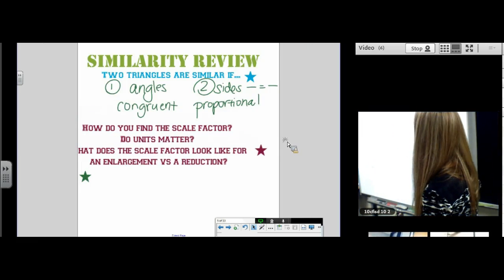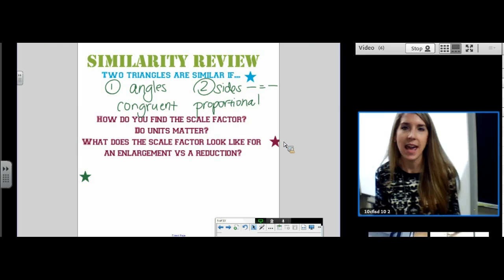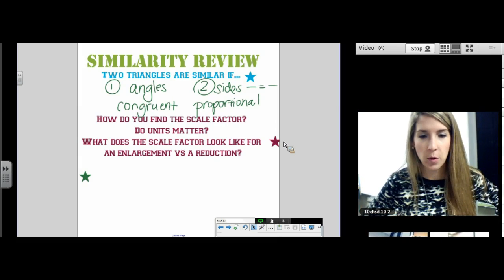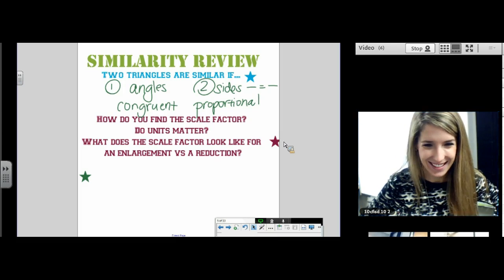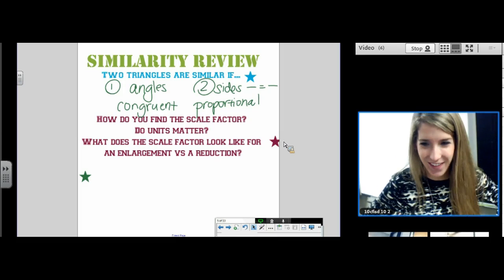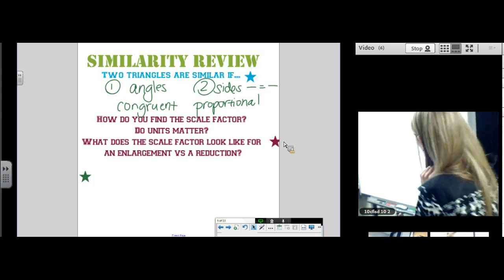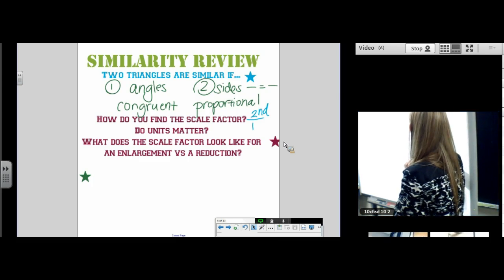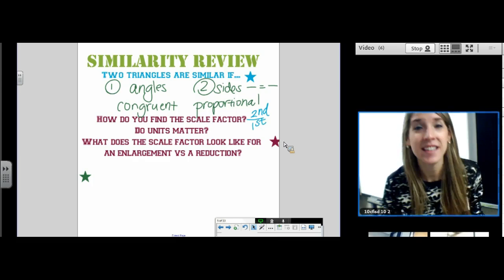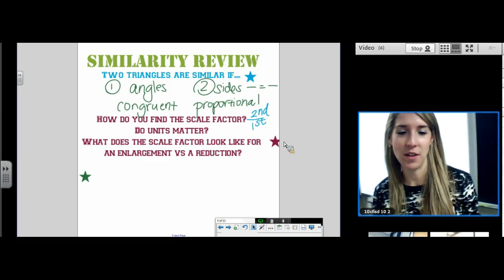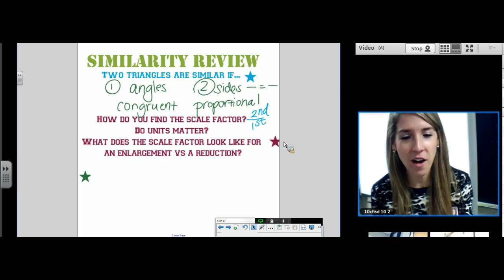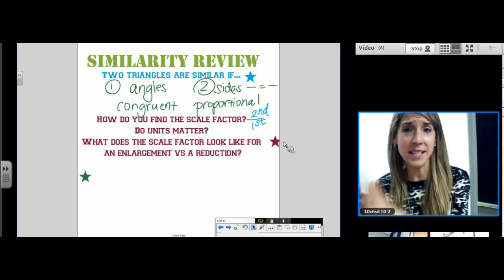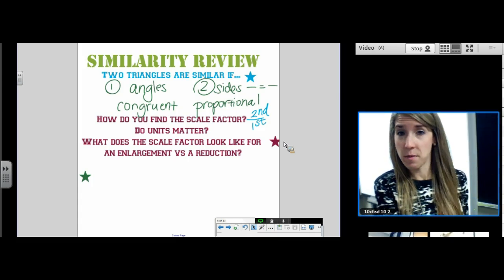Whoa. How do you find the scale factor? What did I teach you? What did I brainwash you with? Second over first. Very good. If you remembered nothing else from the whole unit, second over first would be my favorite thing for you to remember. No, Johan, bad. Second over first. So you put a value from the second figure over a value from the first figure.